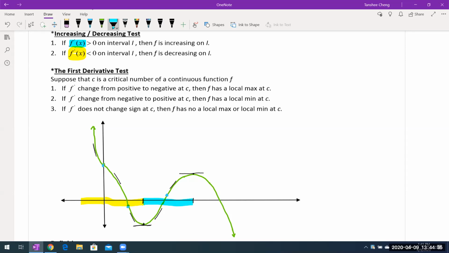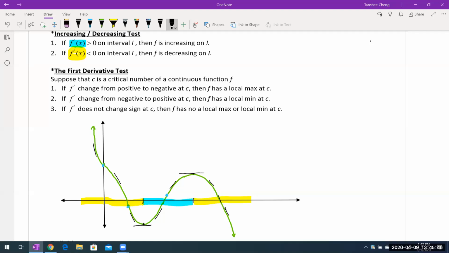And lastly, you can see that at the end, from this point on to positive infinity, the slope of the tangent line is negative again, which means decreasing. You can see that the original function is decreasing.